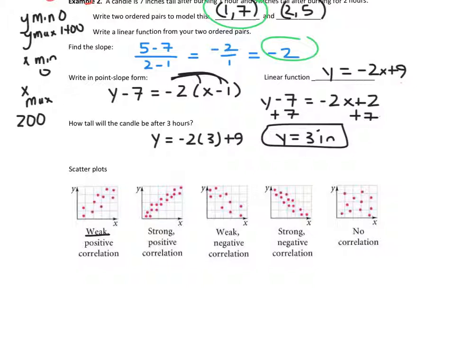You can have strong correlation. See how this is tighter together to make a function, and this is tighter together to make a function. These are both strong correlation. Positive correlation goes up from left to right. Negative correlation goes down from left to right. And no correlation means it's difficult to even make a function.